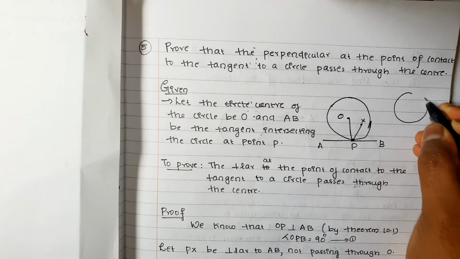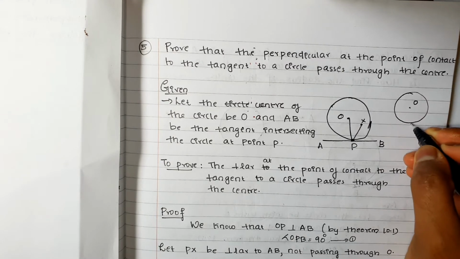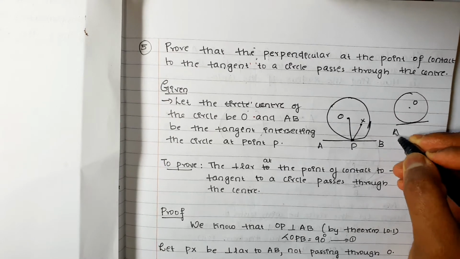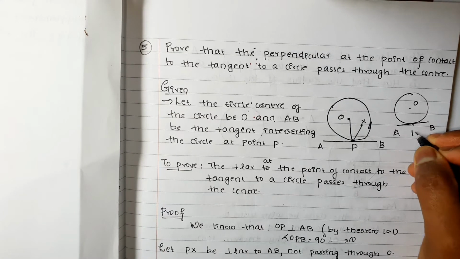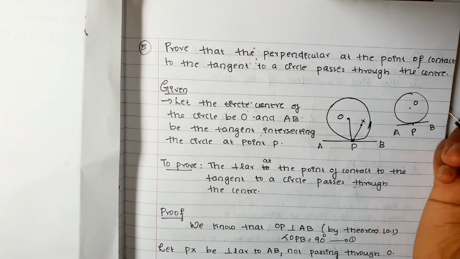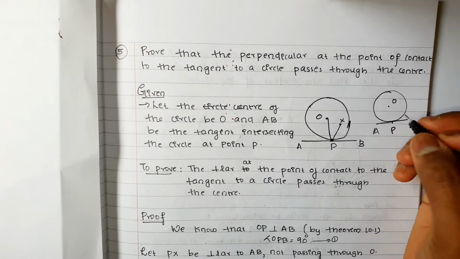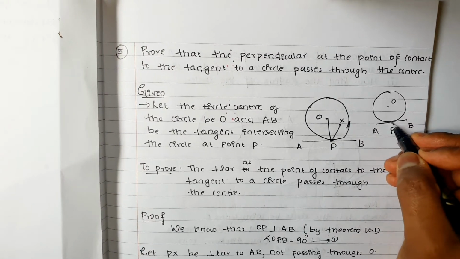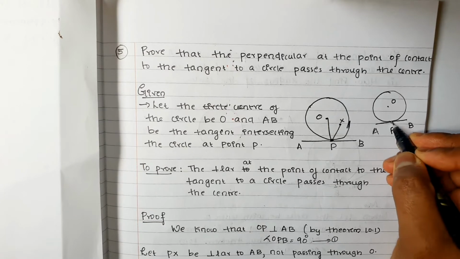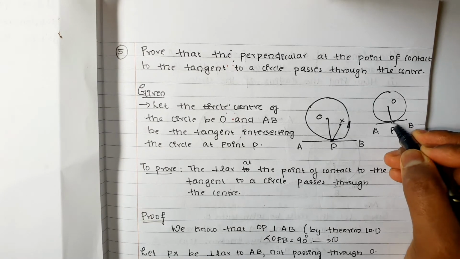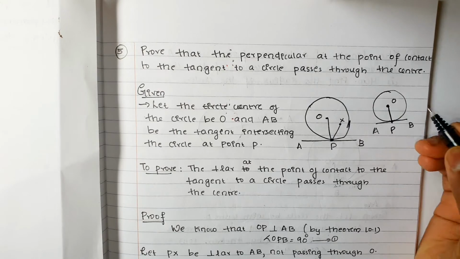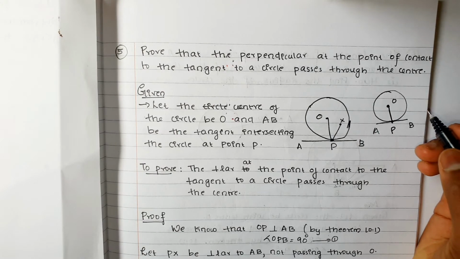This is our circle with center O and let this be the tangent AB. So this is our point of contact. I am taking the point of contact as P. So this is my P. If I draw a perpendicular from this point of contact, it passes through the center. We have to prove it will pass through the center of the circle.